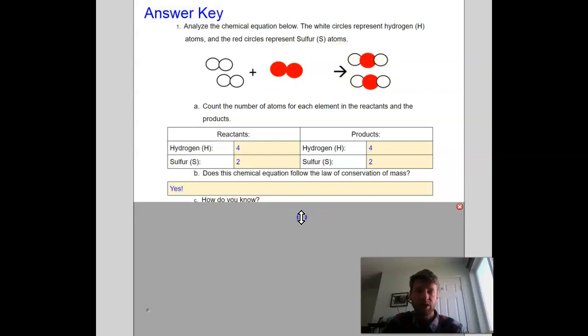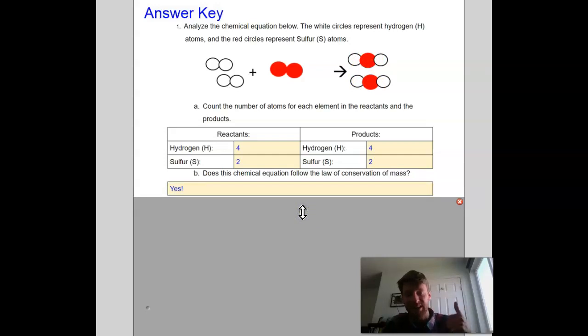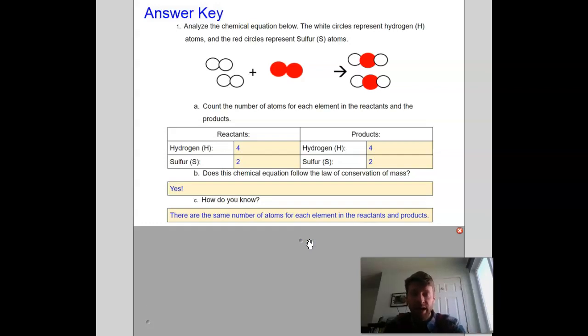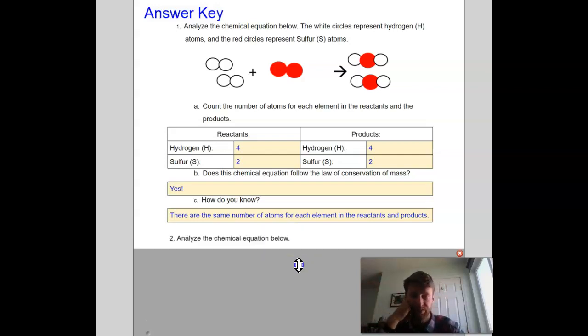So does this chemical equation follow the law of conservation of mass? Yes, this one does. And how do we know? Because there's the same number of atoms for each element in the reactants and the products. 4 hydrogen, 4 hydrogen, 2 sulfur, 2 sulfur. Follows the law of conservation of mass. So this is a correct model. This is a correct chemical equation.